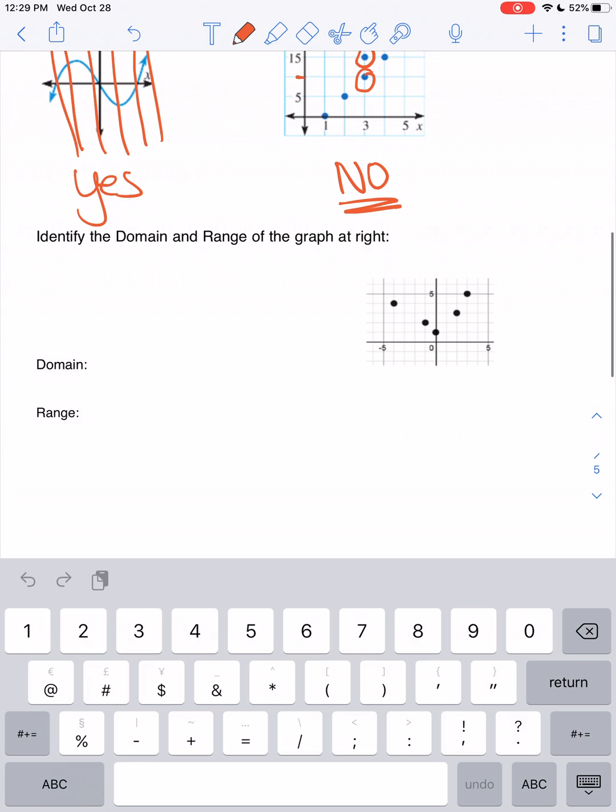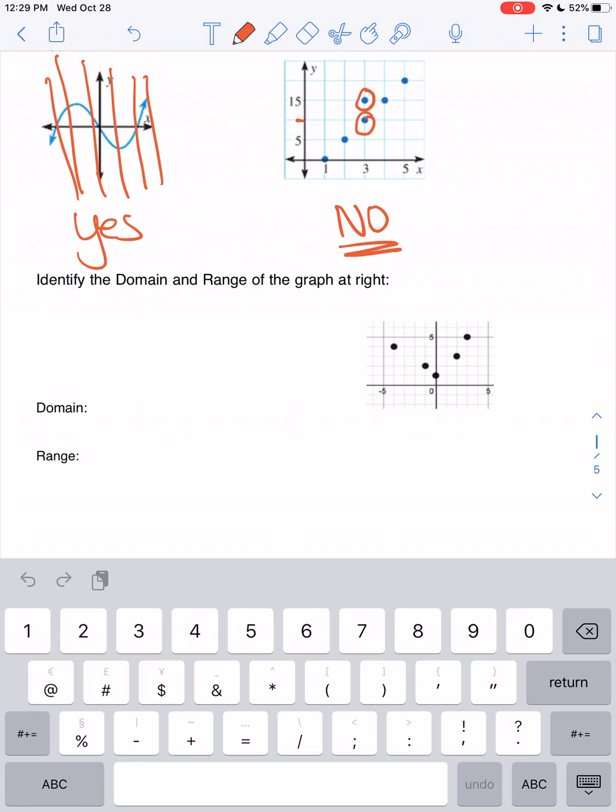Okay, now let's talk about domain. Domain is the input. And again, we consider that our x's. The range is our y's. So just to remember that, we're going to call it this input or our x's. And the range is considered our output, or we think of that as maybe our y's.